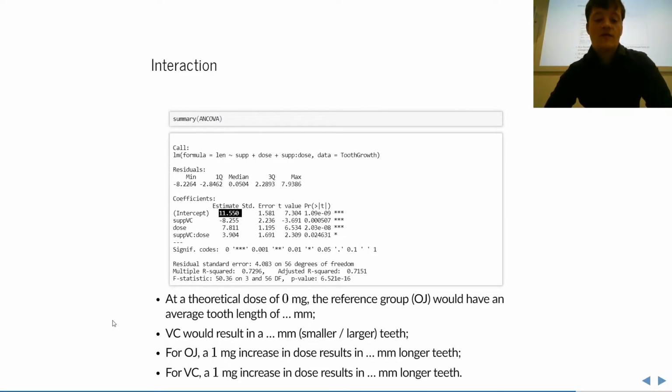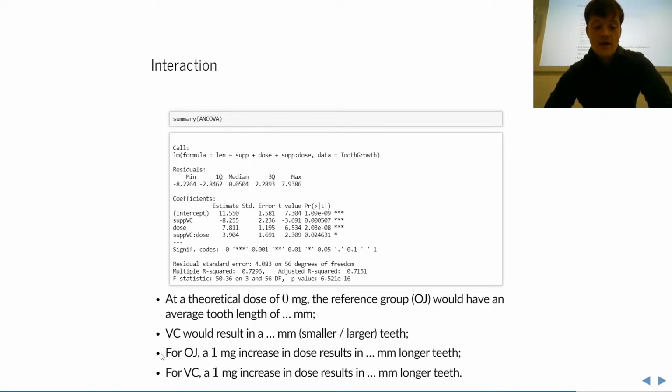Okay, if you have a vitamin C as a supplementation type, does that result in smaller or larger teeth on average compared to the reference group? Smaller, yeah. How can you see that? Yeah, because we have a negative slope. So this is a dummy variable. It only takes on values 0 or 1. So if you take vitamin C, it's equal to 1. If you take orange juice, equal to 0. This says if you take vitamin C, we start out 8.2 millimeters lower.